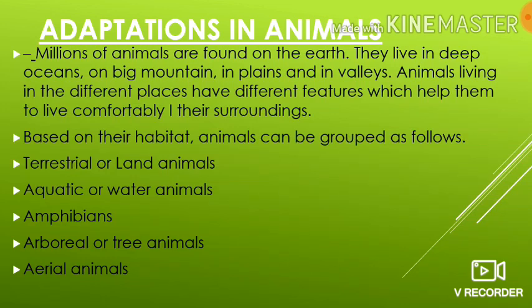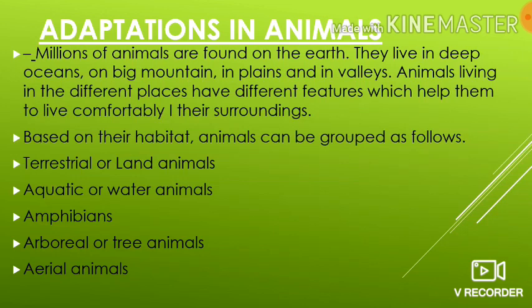Millions of animals are found on the earth. They live in deep oceans, on big mountains, in plains and in valleys. Animals living in different places have different features which help them to live comfortably in their surroundings.